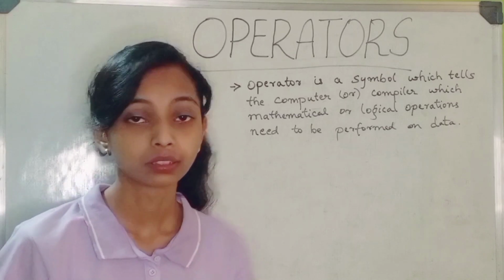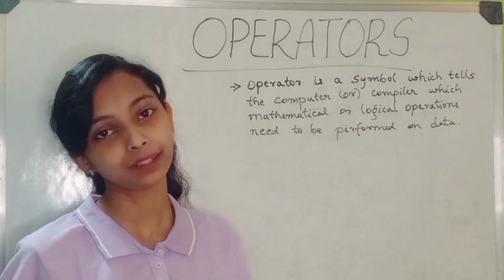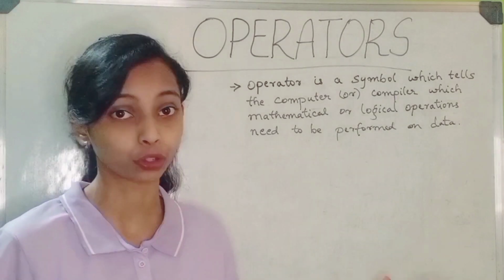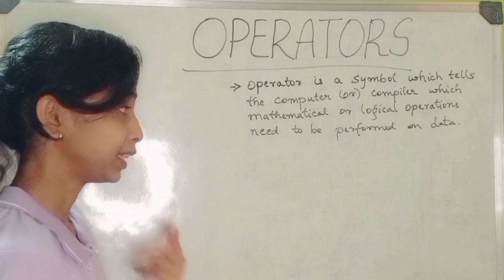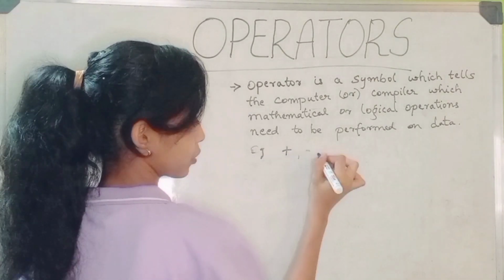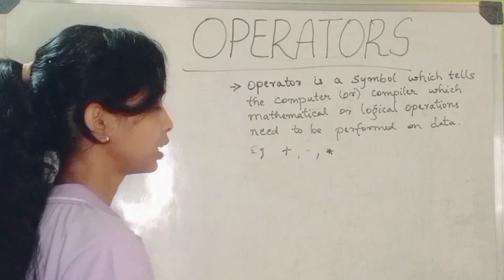What is an operator? An operator is a symbol which tells your computer or the compiler which mathematical or logical operation needs to be performed on the data. For example, it can perform operations like addition, subtraction, multiplication, and many more like this.